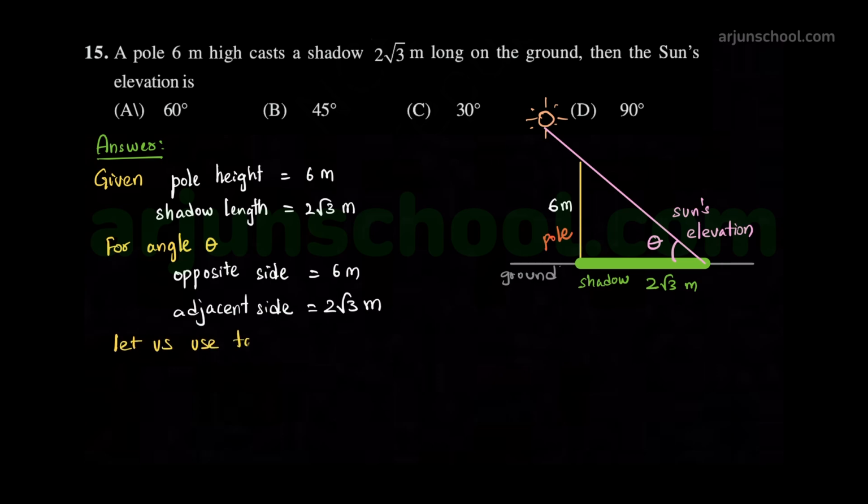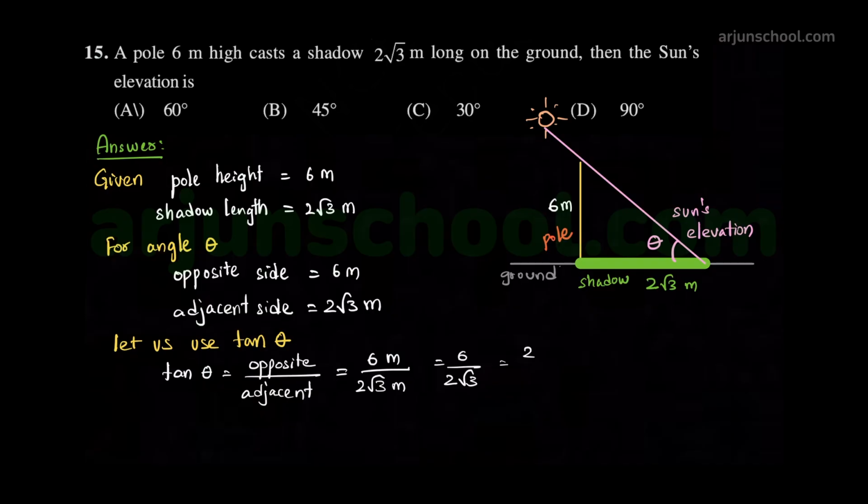Now let us use tan theta. Tan theta is equal to, what is the formula? Opposite side by adjacent side. We know that opposite side is equal to 6 meters divided by adjacent side is 2 times root 3 meters. That is equal to 6 by 2 times root 3. 6 can be written as 2 times 3, cancel 2, and 3 by root 3 can be written as root 3. Tan theta is equal to root 3.